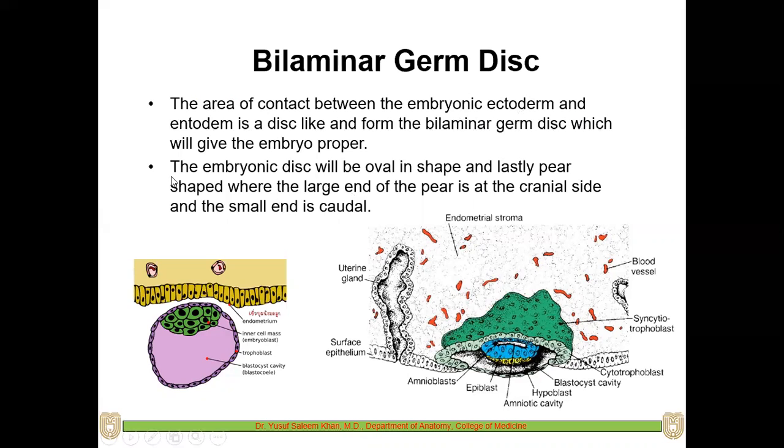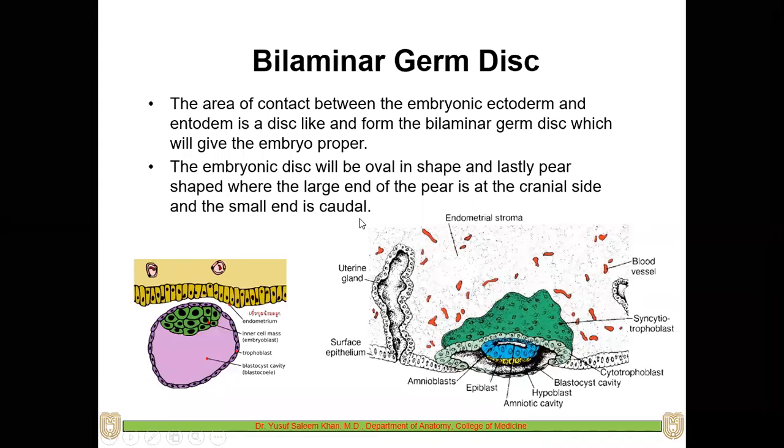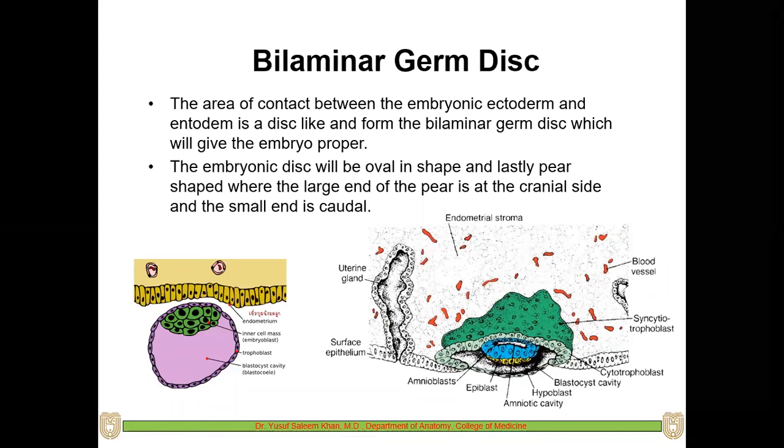Okay. The embryonic disc will be oval in shape. If you see here, it is oval in shape. It is not round, but oval. And lastly, pear shape, where the large end of the pear is at the cranial end and the small end is caudal. Later, I will show you how it looks like a pear shape. When we see from above, it looks like a pear shape. When we see from the side, this is the side view, it looks oval. But when you see from above, it looks like a pear shape.